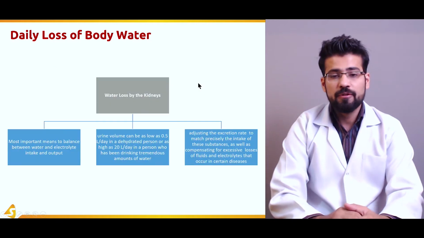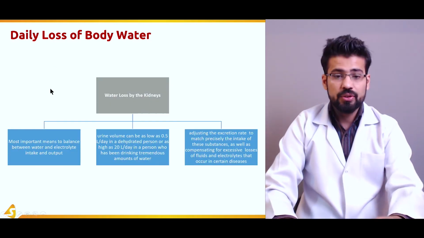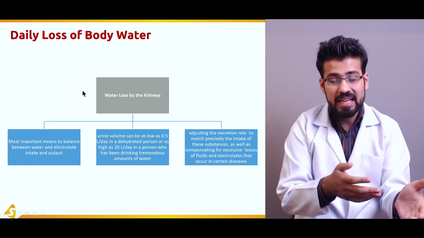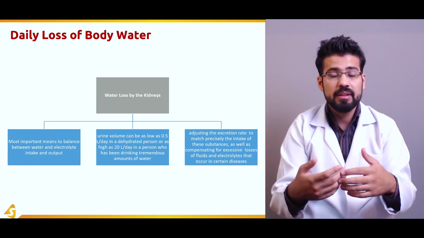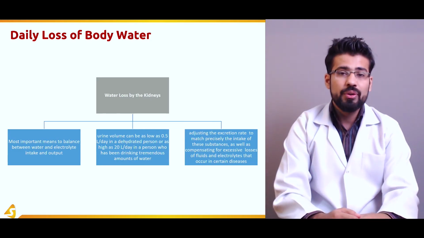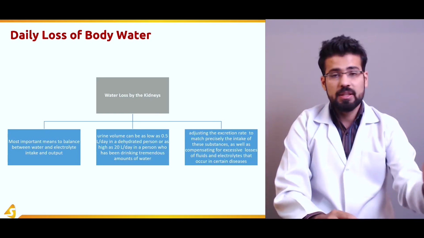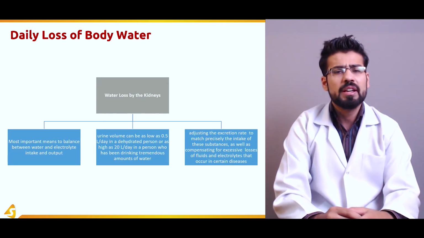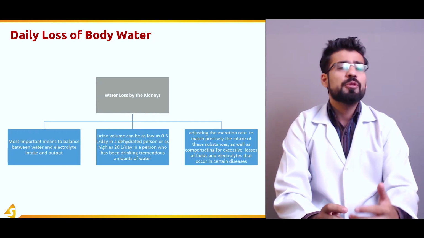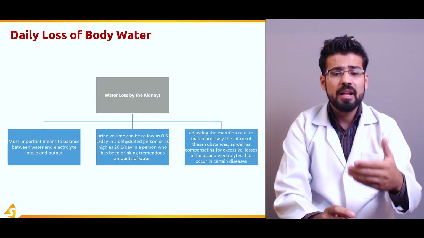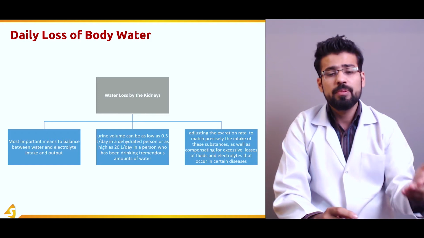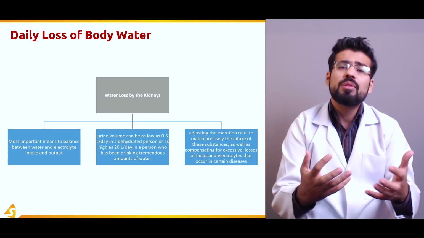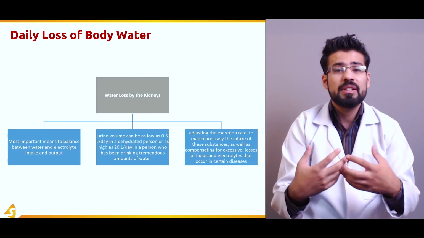So the daily loss of body water can also occur through the kidney, and the kidney plays the most important role to balance the water intake and the electrolyte intake along with the output. Urine volume varies, and there is a tremendous potential for the kidneys to regulate the urine volume from as low as 0.5 liters a day to about 20 liters a day, and that entirely depends upon the amount of fluid you are taking in.